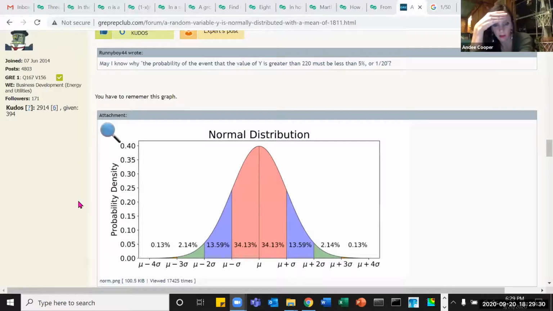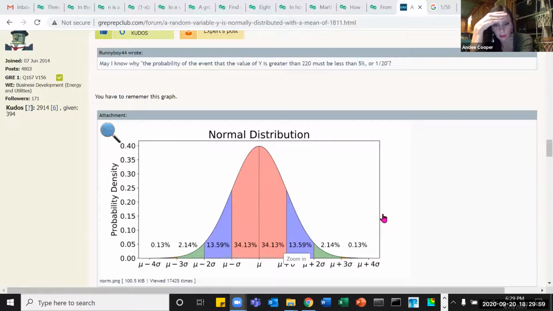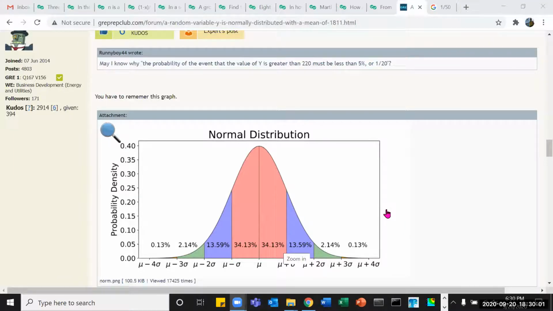Tell me when you see this. Okay, you see this? So you know how you have 13.13, 34.13, 13.59, 2.14? When you put in the 200 and then 210 and 220 here, 220 lands in the second part right here where it says 2%. So you want a probability where Y is greater than 220, which is everything on this right end. So it's going to be 2.14. That's your probability. And what is that compared to 1/6?